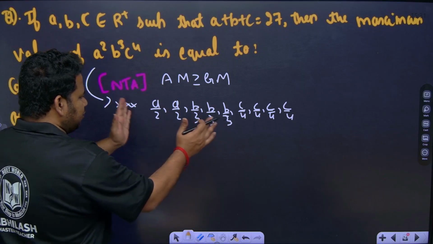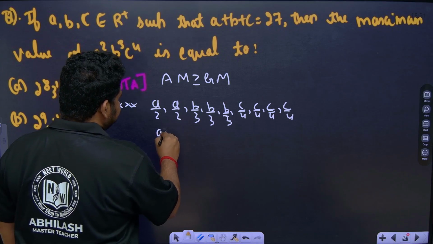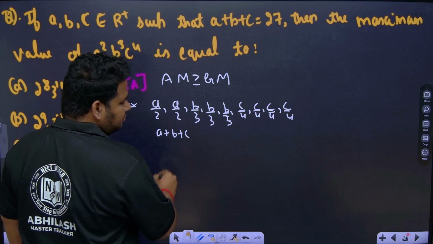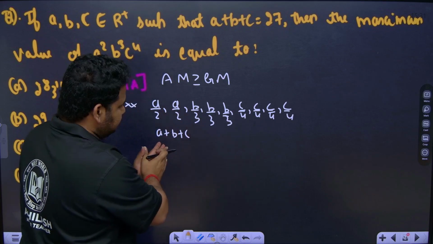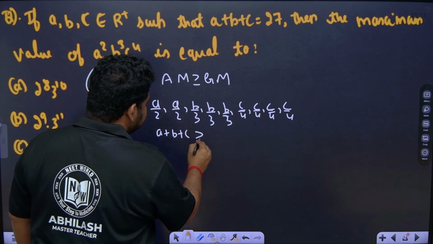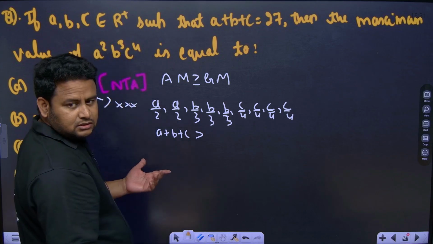Arithmetic mean means if I add all this, what I will get? I will get a plus b plus c. Correct? AM is nothing but if I add all this, I will get a plus b plus c. This will be greater than or equal to what? Divided by... nothing. Divided by?